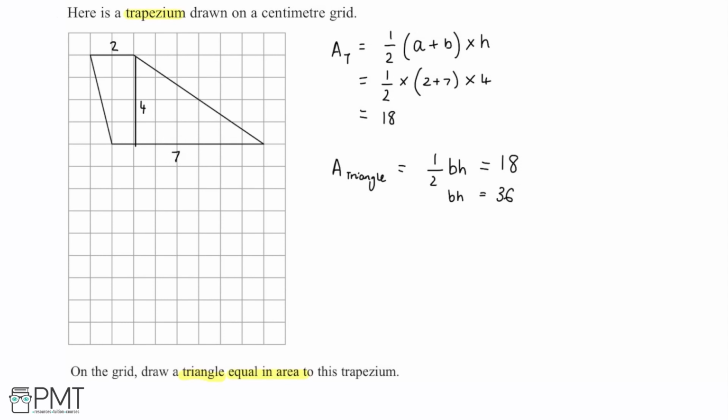So simply here, I'm just going to take 6 and 6. So if the base is 6 and the height is 6, they multiply together to get 36. You could do 9 and 4.